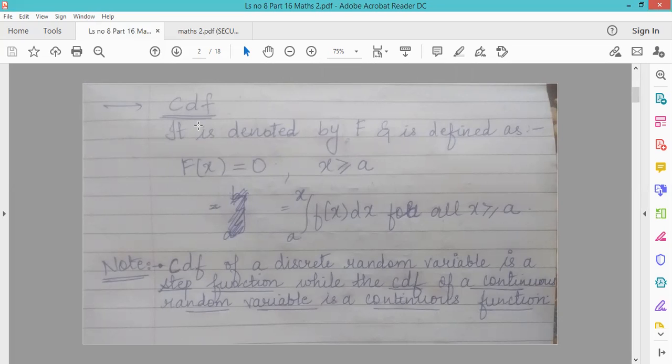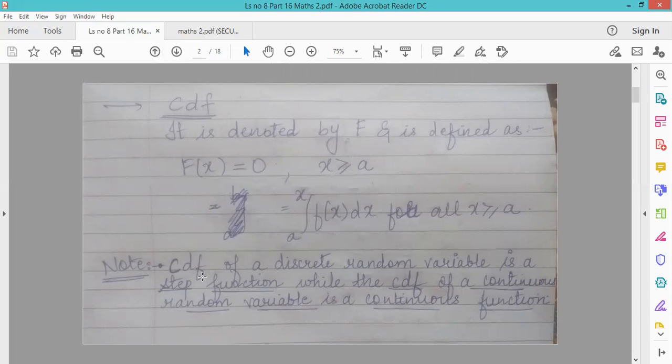Next is CDF, that is cumulative distribution function. So cumulative distribution function, as you all know, is represented as capital F of x. This we have already learned in first exercise. So it is denoted by capital F and defined as f of x is equal to 0 when x is greater or equal to a, and integral a to x f of x dx for all the values of x greater or equal to a.